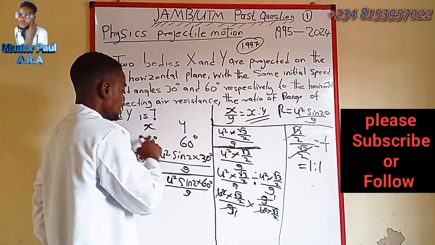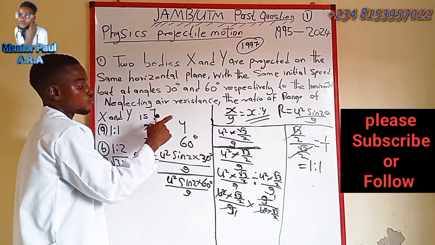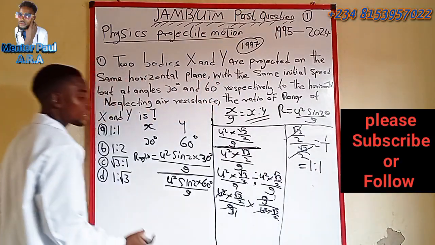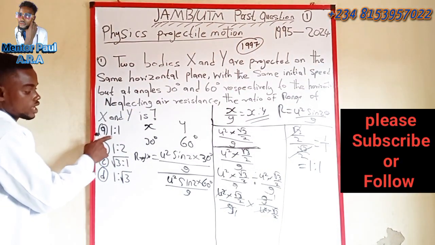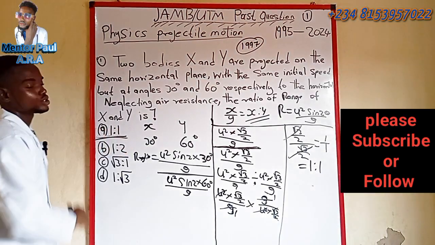whereby the range of x is 1 and the range of y is 1. I now have the ratio of the range is 1:1, which is in option A.